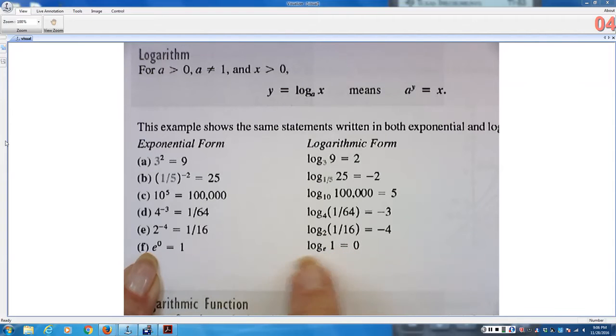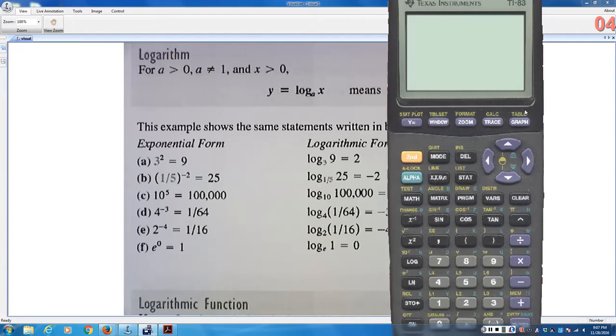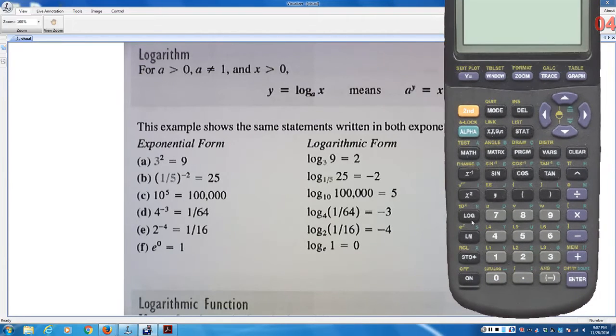This is called a natural logarithm. This is called a common logarithm. Base 10 and natural logarithms are the only ones that you can do on your calculator. And that's because you have base 10 logarithms right there. And if you hit second, or excuse me, ln is the base e logarithm. It's called the natural log.